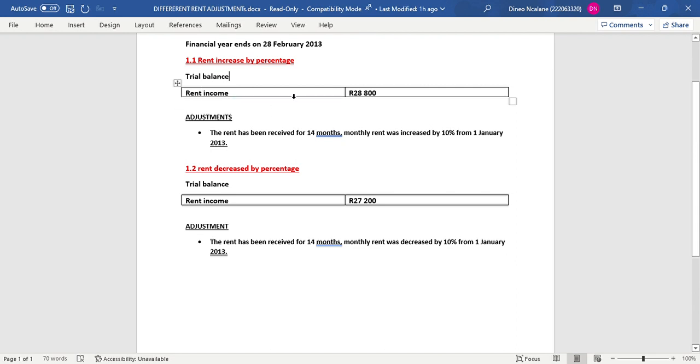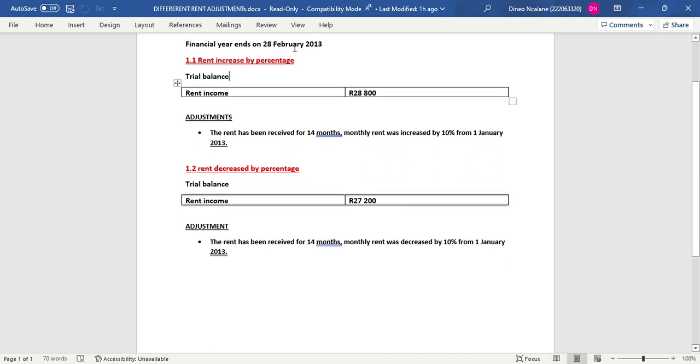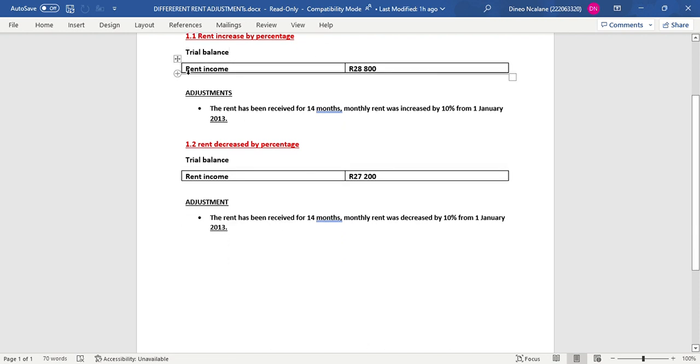Okay, we have a trial balance. You look at the amount given by the trial balance, and that amount is for the whole year, for the rent that we have on our books. So right now we have 28,800 for our rent. Our financial year ends at 28 February. The very important thing is the financial year. If 28 February 2013 is the financial year end date, then the commencement date is 1 March. So we have the trial balance and the financial year end period. Let us look at the adjustment now.